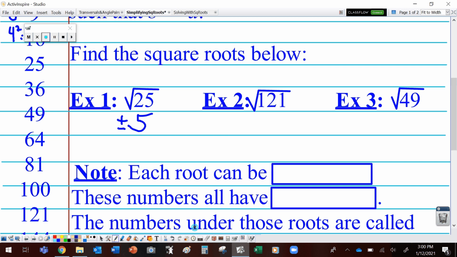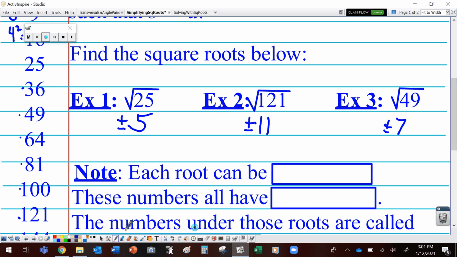Now, if I look for the square root of 121, 5 squared is 25, 6 squared is 36, 7 squared is 49, 8 squared is 64, 9 squared is 81, 10 squared is 100. The square root of 121 is going to be 11. And don't forget, it's plus or minus 11. And then finally, the square root of 49 is going to be equal to plus or minus 7. So those are pretty straightforward.